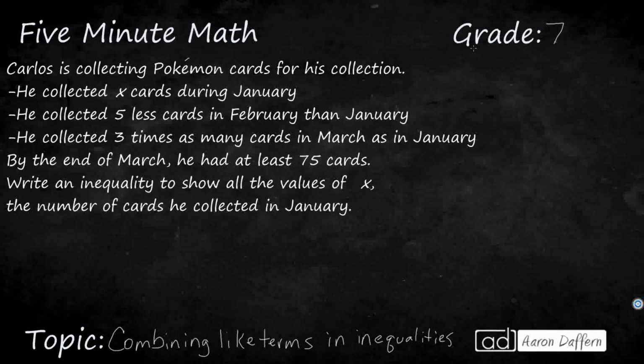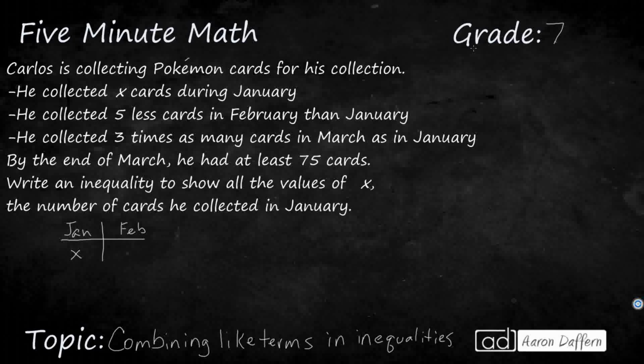So Carlos is collecting Pokemon cards, and you notice we have an unknown in that very first clue. He collected X cards during January. So what I'm going to do is write a little calendar here. All right, so we have X unknown cards in January. He collected 5 less cards in February than in January. All right, so in my little calendar, or it's going to end up looking like a table, right? What we have here is January is X.